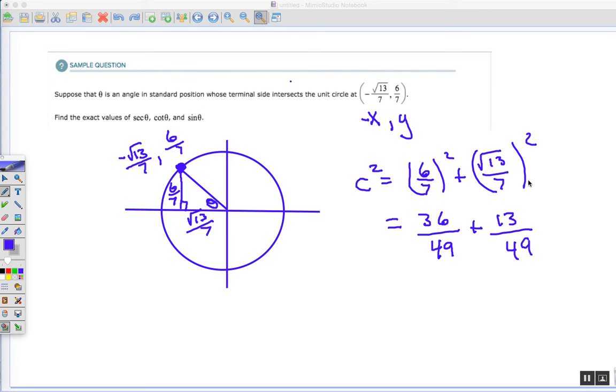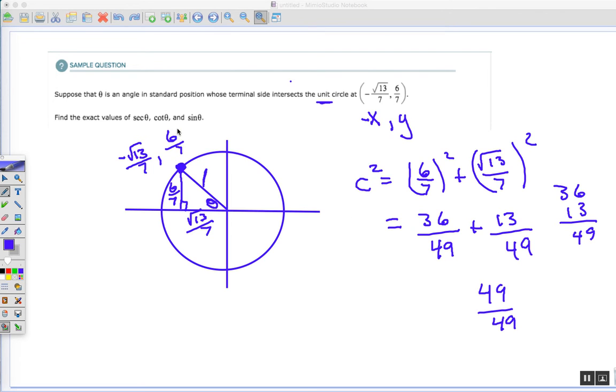So now we have 36 plus 13. So that gives us 49 over 49, which is 1. All right, and we kind of expected that because it says it's a unit circle, and a unit circle always has a radius of 1, but I wanted to show you why that was the case.